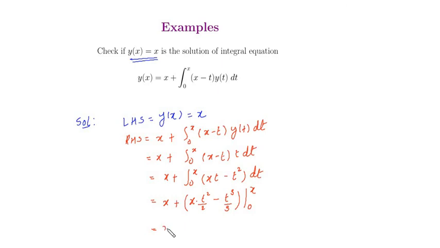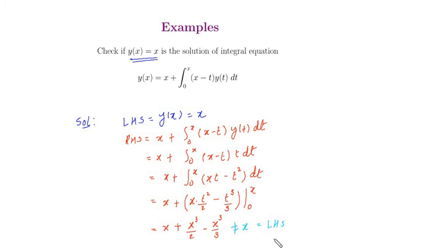When you put the upper limit, you will have x plus x cube by 2 minus x cube by 3. Remember these limits are only for this bracket, not for this x. When you put the lower limit, this will be 0 and this will be 0. So the final term will be x plus x cube by 2 minus x cube by 3, and in no way can this be equal to x. And obviously our x is nothing but the LHS.